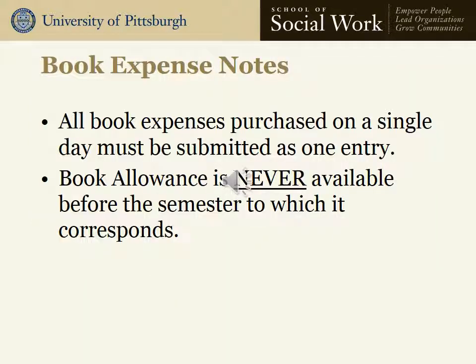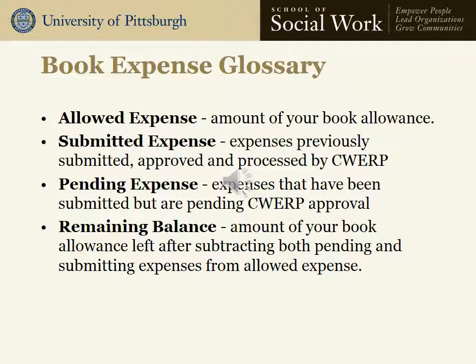Please note that all book expenses purchased on a single day must be submitted as one entry. Book allowance is never available before the semester to which it corresponds. Allowed expense is the amount of your book allowance. Submitted expenses are expenses previously submitted, approved, and processed by CWEB. Pending expenses are expenses that have been submitted but are pending CWEB approval, and remaining balance is the amount of your book allowance left after subtracting both pending and submitted expenses from your allowed expense.